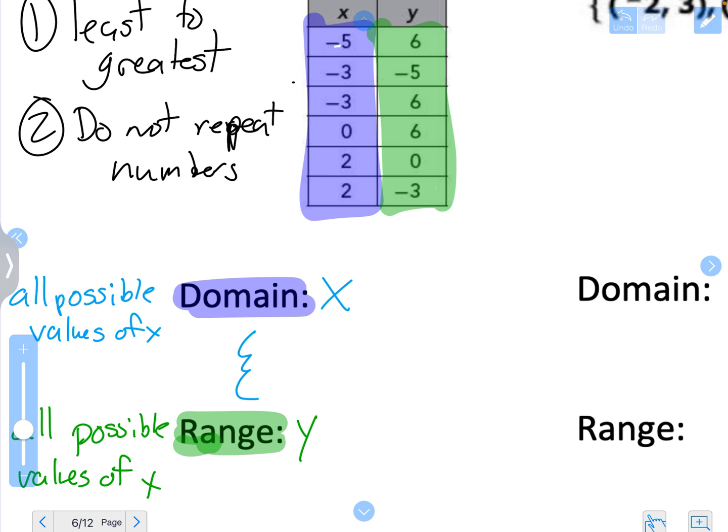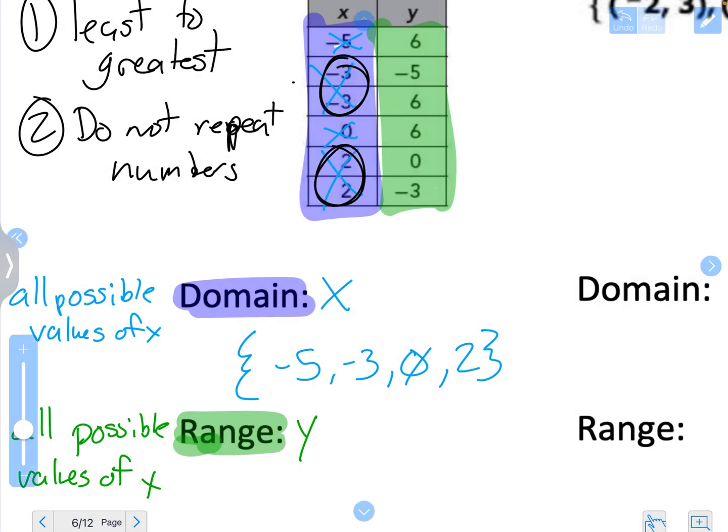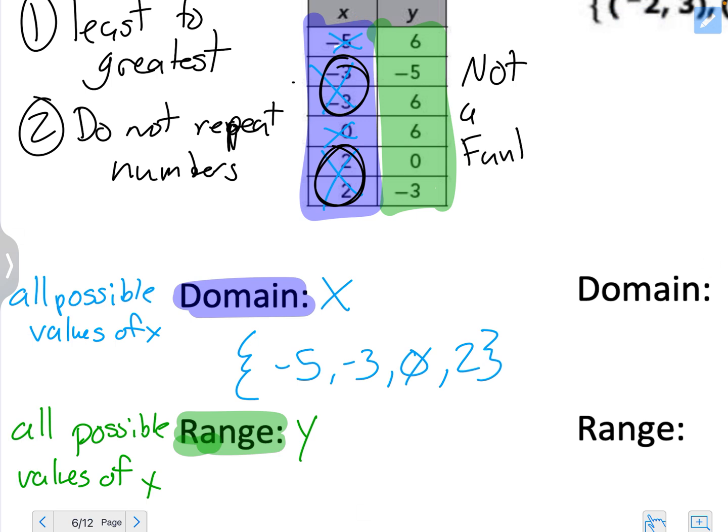So least to greatest, my smallest number is -5, so I'm going to cross it out once I write it down. It just makes it easier for my brain to remember. Then we go -3. Again, we don't repeat numbers, so even though there's 2 of them, I'm just going to write it once, then 0, and then finally 2. I do not repeat them. But if we notice, because our 2's repeat and our 3's repeat, this is not a function. And so that is how we write our domain for discrete data.